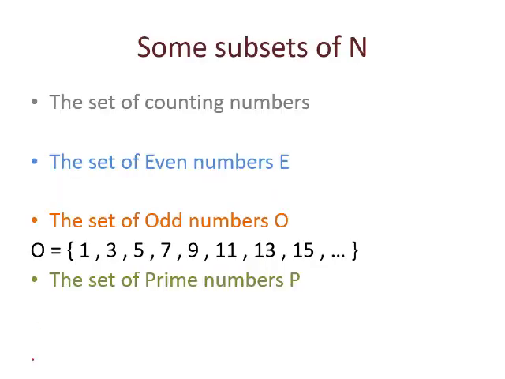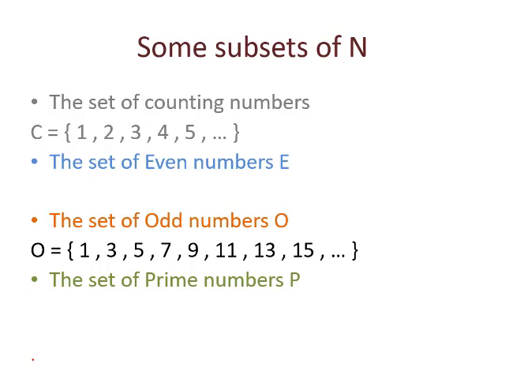Let's see some subsets of the set N. When I say N, you know that I'm talking about the set of natural numbers. The first set is the set of counting numbers. As you know, the set of counting numbers equals 1, 2, 3. We don't have 0 in the set of counting numbers. So C equals 1, 2, 3, 4, and so on.